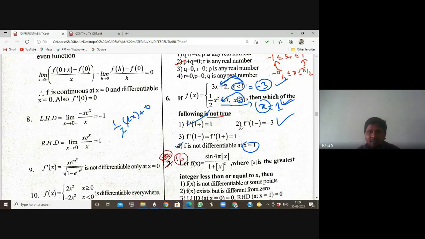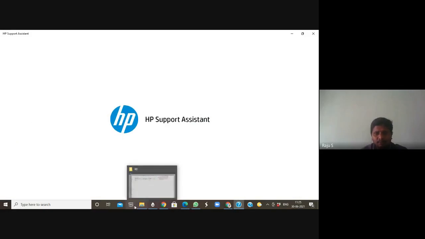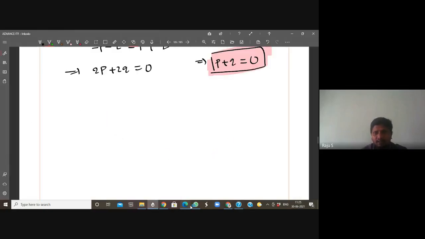f dash of 1 minus means left hand derivative at 1. f dash of 1 plus means right hand derivative at 1. Both are different values we got. So it is not differentiable. Fourth option is correct, then third option is wrong. If third option is correct, fourth option is wrong because these both are opposite to each other. Any doubt in this case? A simple question. Right, next.